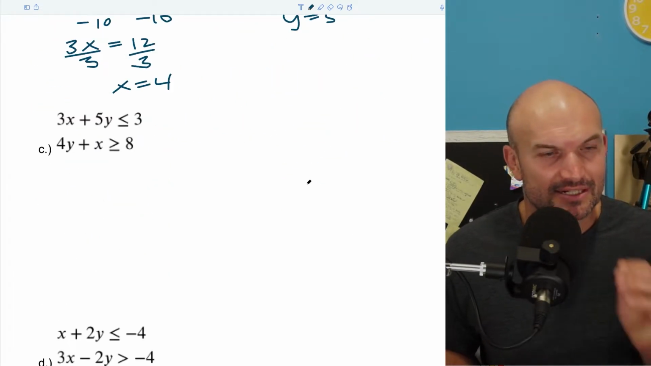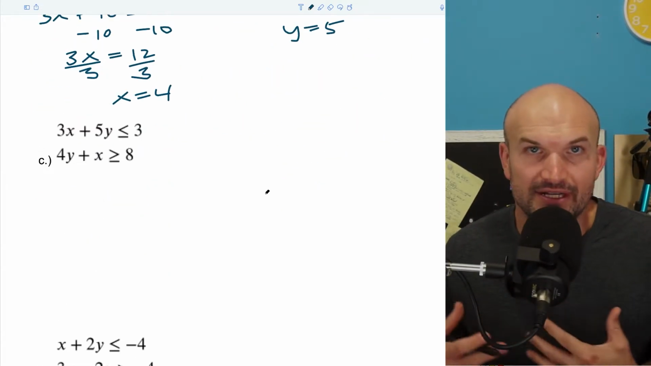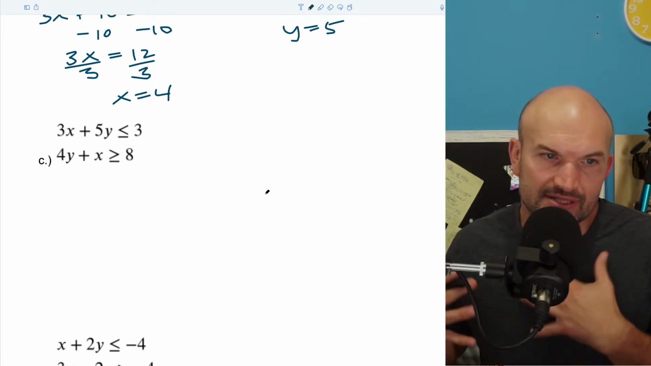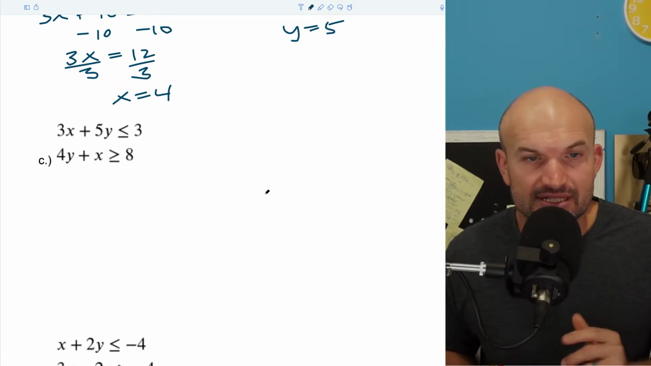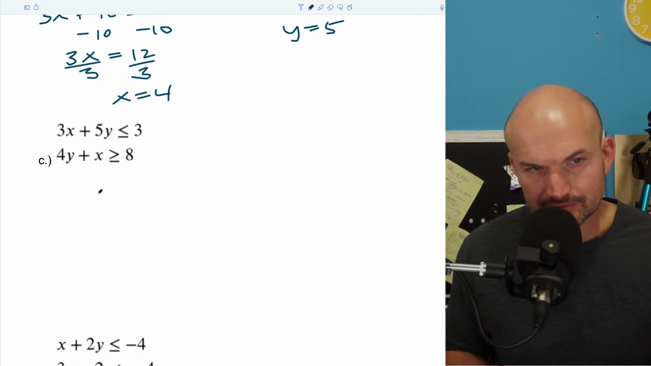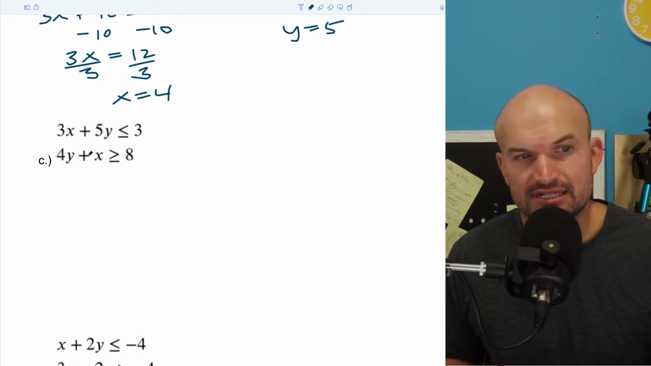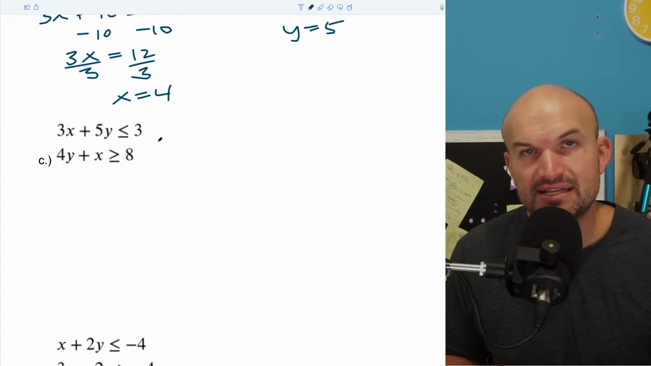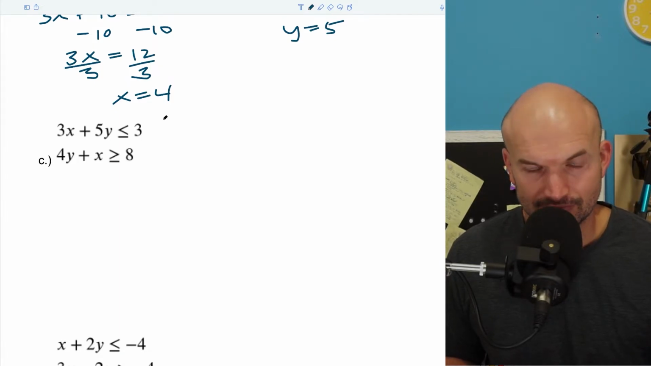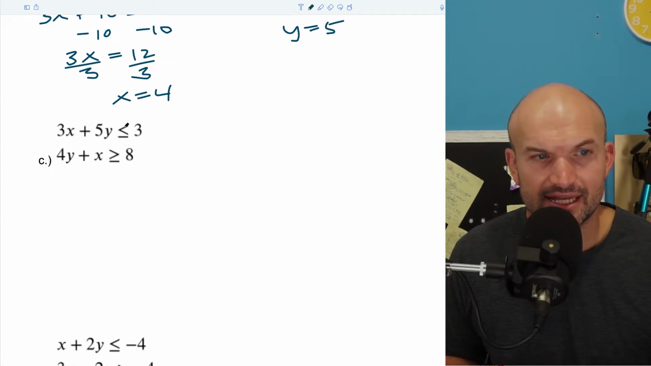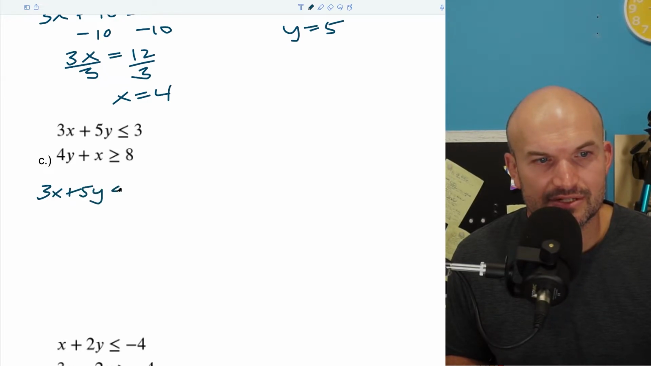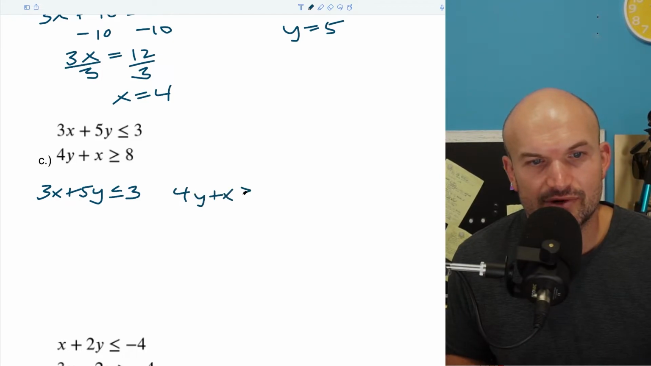Now, last but not least, I just want to cover inequalities. And graphing inequalities, remember, we need to worry about the shading, the test points and where everything's going to be. So in this first example, basically what we want to do is rewrite these in slope-intercept form. So I'm just going to do 3x plus 5y is less than or equal to 3. And then I'll do 4y plus x is greater than or equal to 8.